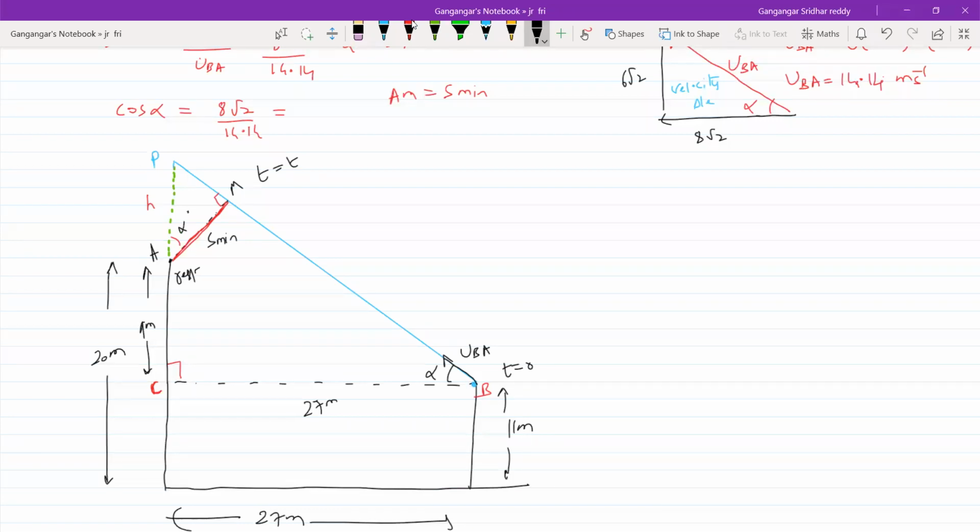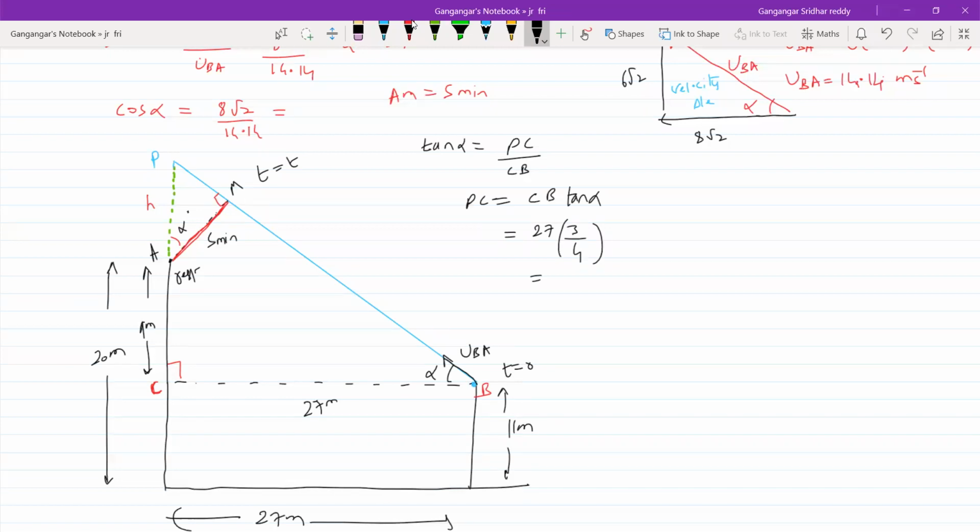Sine, tan alpha. Tan alpha is equal to PC by CB. So PC is equal to CB into tan alpha. CB value is 27. Tan alpha, anybody? So 3 by 4. Okay, 3 by 4. Now we got the value of PC.